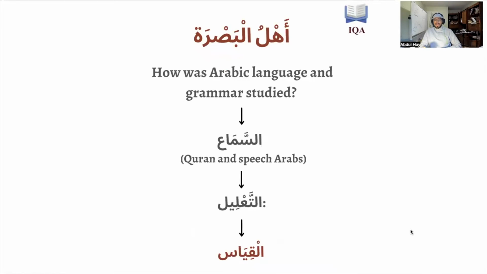Now, you might be asking yourself, how exactly did they study the Arabic language? How exactly was grammar studied? And this can pretty much be broken down into these different points. These scholars that we just talked about would listen to and document the speech of the Arabs. And they obviously used the Quran as another source. Of varying opinions, we can also add hadith there, but that's another issue.